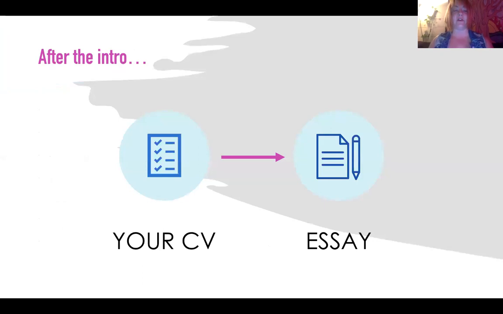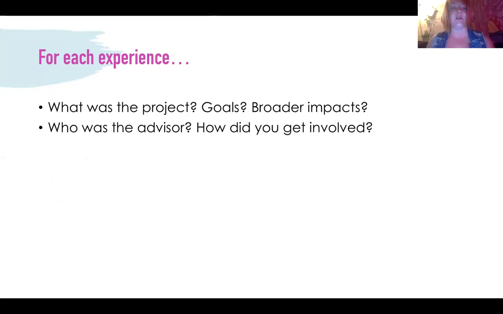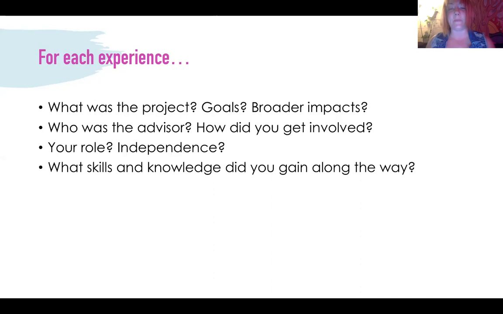Okay, after the intro, your job is to basically turn your CV into an essay that is woven beautifully into a story, of course. And for each experience on your CV, you want to describe what the project was, the goals, and also the broader impacts of that research. You should mention who the advisor was and how you got involved, especially if it involved you taking initiative. Describe your role in the project and any areas where you really had independence over it.